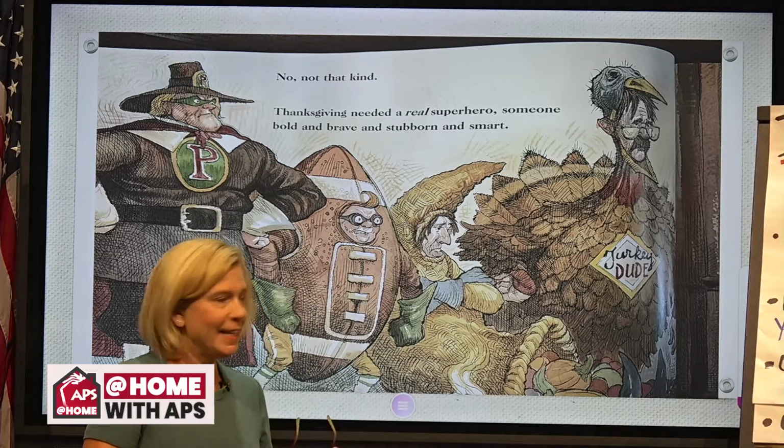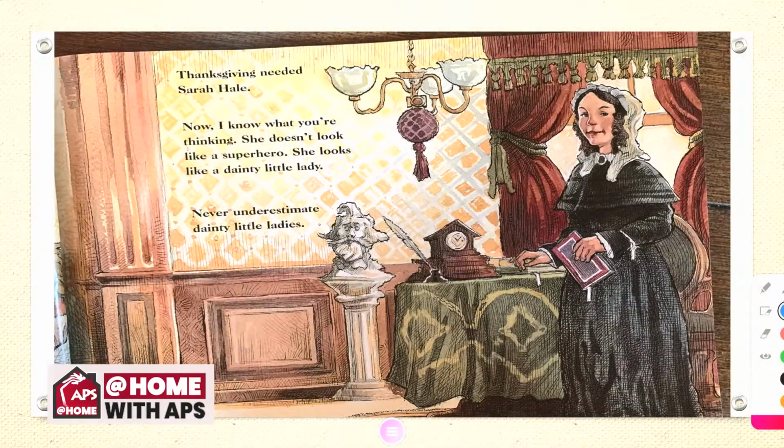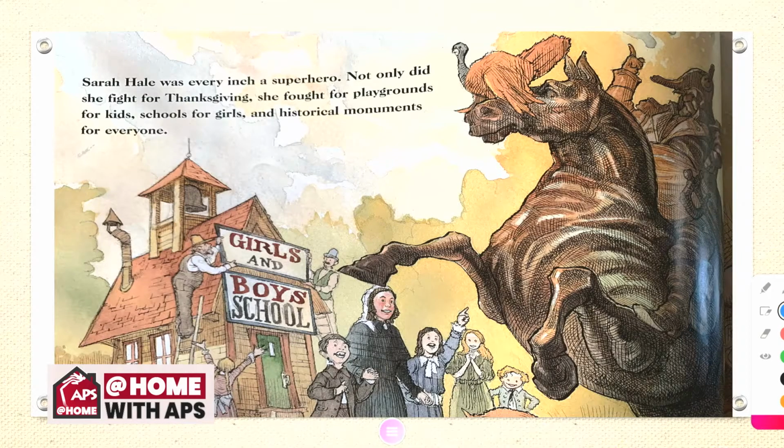Thanksgiving needed Sarah Hale. Now I know what you're thinking. She doesn't look like a superhero. She looks like a dainty little lady. Never underestimate dainty little ladies. Sarah Hale was every inch a superhero.